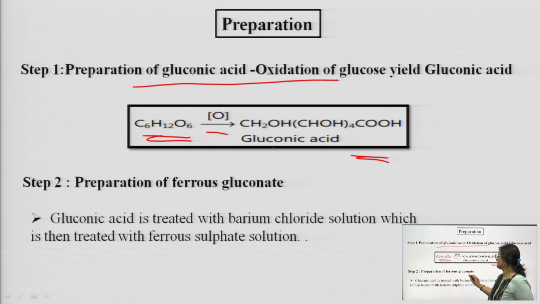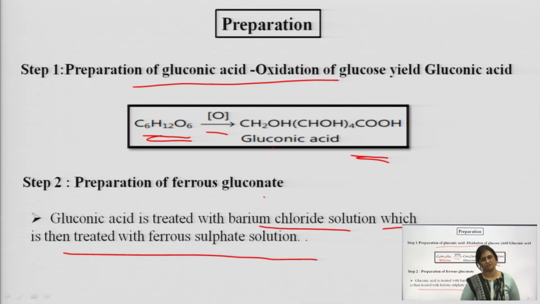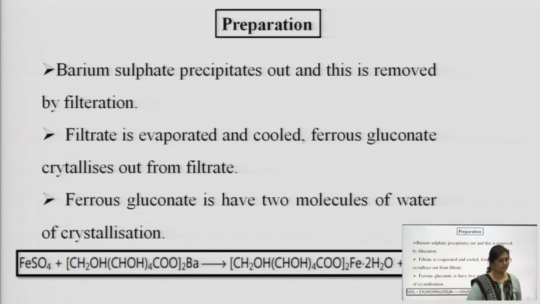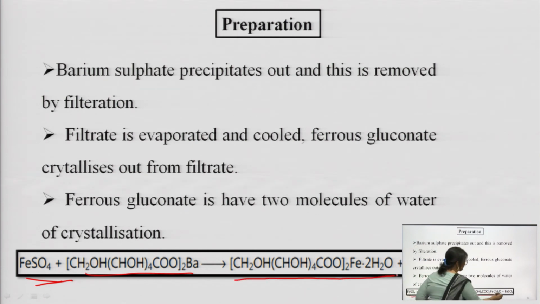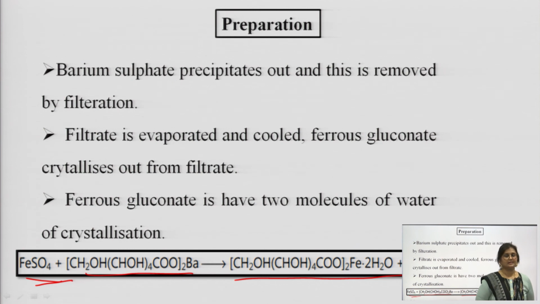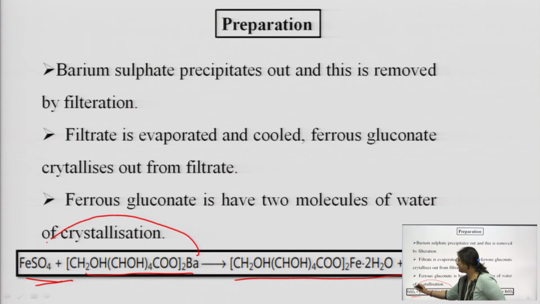This gluconic acid in the second step is treated with barium chloride solution, which is then treated with ferrous sulphate solution to yield ferrous gluconate. In this reaction, barium sulphate precipitates out and is then removed by filtration. The barium is removed as barium sulphate, which forms a precipitate that can be filtered out.